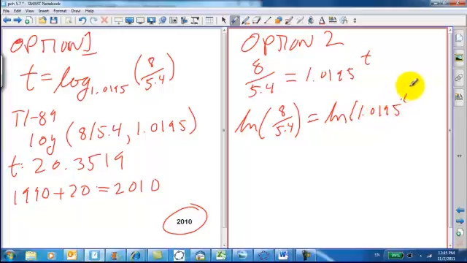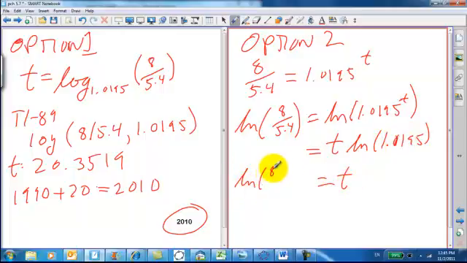1.0195 raised to the t. And then they can use the bump the log rule to bring the t down. t times the natural log of 1.0195. And so we get t equals the natural log of 8 over 5.4 divided by the natural log of 1.0195. And you get the same answer.